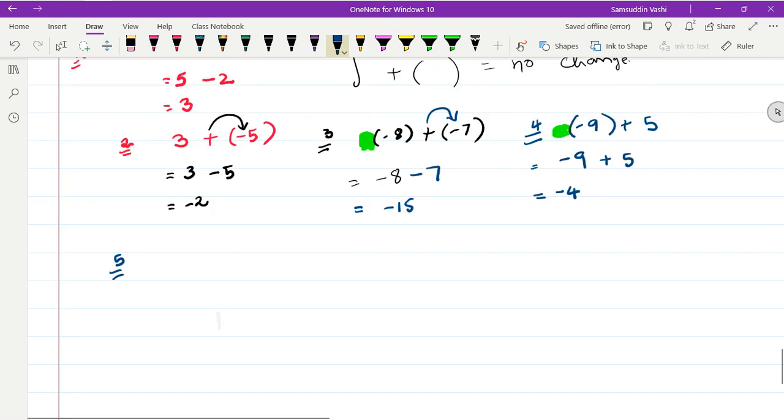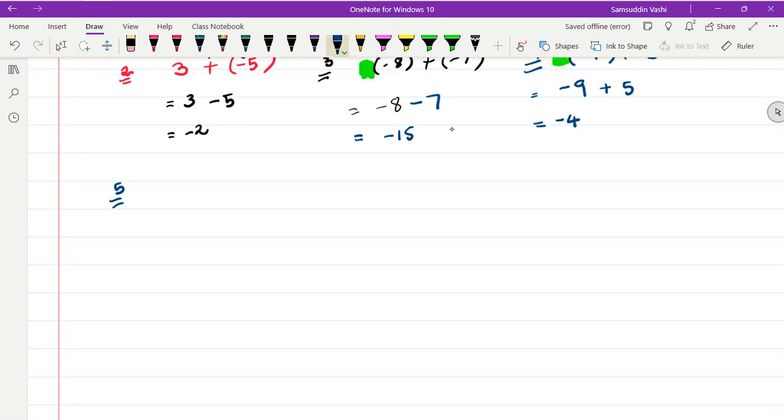Number 5, minus 10 plus 12, but that is in a bracket. We open the bracket, negative 10 plus 12. So borrowed 10, but I paid back 12. I paid back more, isn't it? So I don't owe anyone. Rather somebody owes me, which is how much? 2. So it is positive 2.